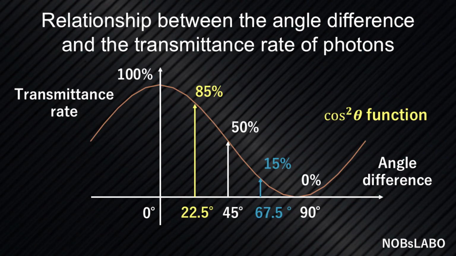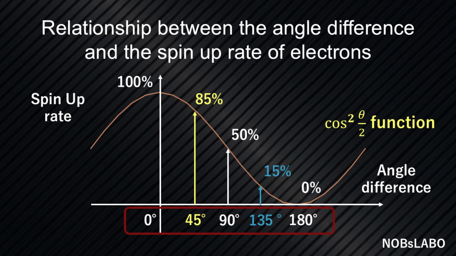In the case of polarized photons, the probability of passing is the cosine squared of the angle difference theta. On the other hand, in the case of electron spin, the probability that the spin will be in an up direction is the cosine squared of 1/2 of the angular difference theta. In other words, if the angle difference between the magnets is doubled compared to the polarizing filter, the probability of passing and the probability of spin-up will behave similarly.